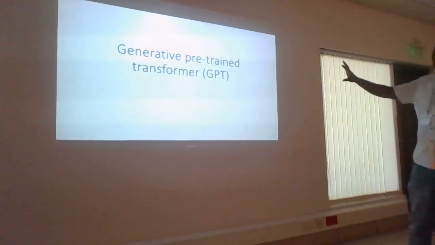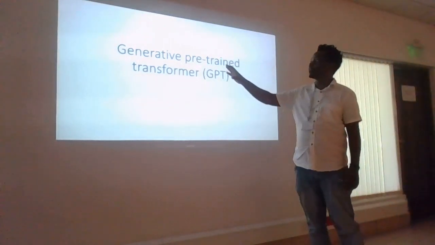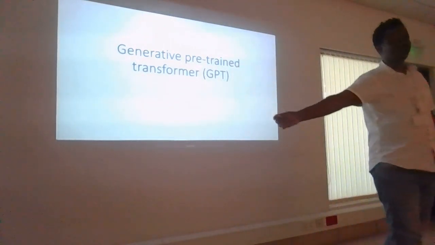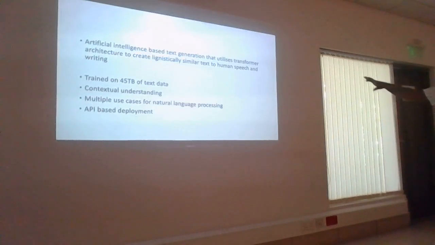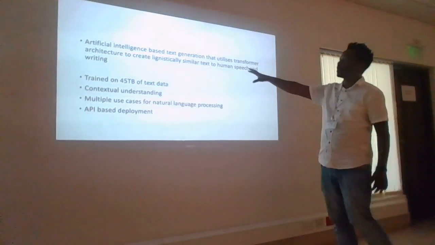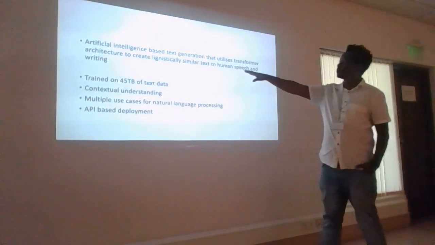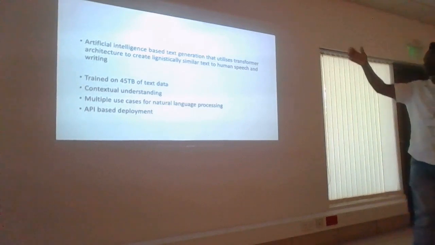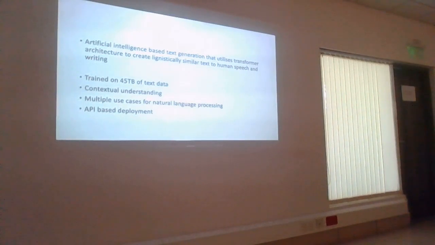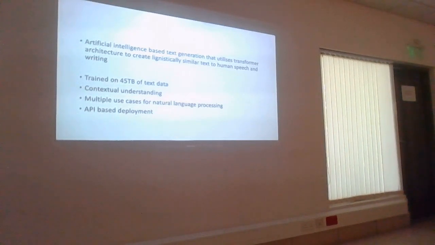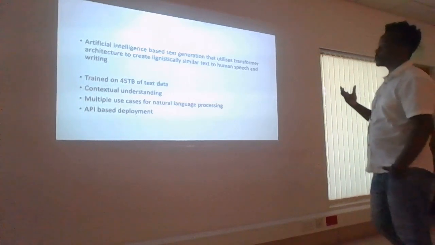So ChatGPT is a language model, really, generative pre-trained transformer, which I guess is a natural language processing model. That's what it stands for. And it's basically an artificial intelligence-based generator that is created to create text that is similar to human writing. It can mimic human writing, but also it can understand the complexities of human language and pull up particular features of the human language.